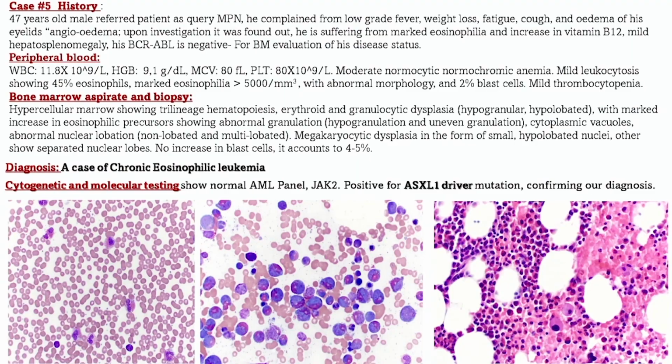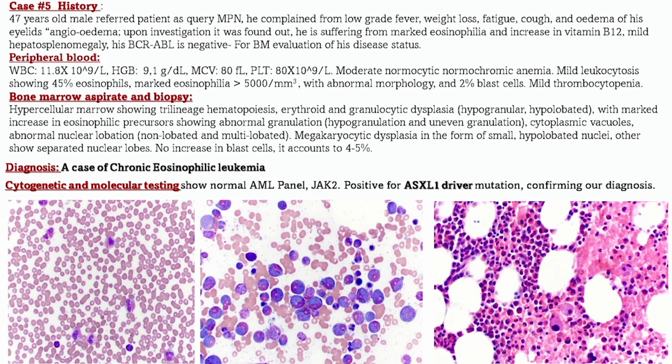Our 5th case is a 47-year-old man referred to our hospital with low-grade fever, weight loss, fatigue, cough, edema of his eyelids, and angioedema. Upon investigation, he was found to have marked eosinophilia with an increase in vitamin B12 and mild hepatosplenomegaly. His BCR-ABL was negative, and he was given to us for bone marrow evaluation. As you can see, his peripheral blood shows marked eosinophilia with an absolute count of more than 5,000, with abnormal morphology, 2% blasts circulating in the peripheral blood, and mild thrombocytopenia.